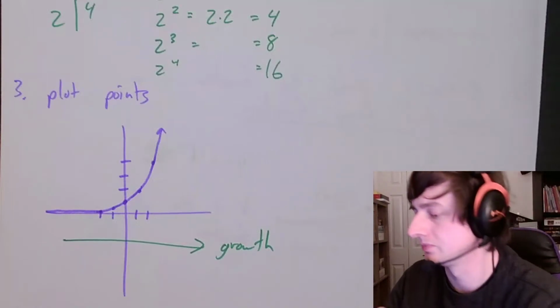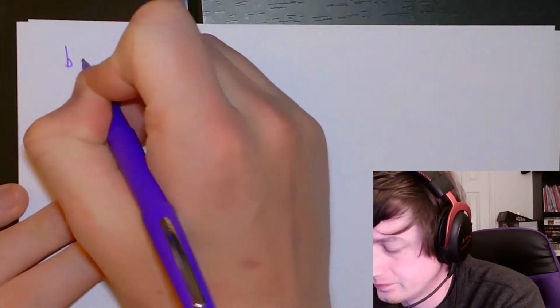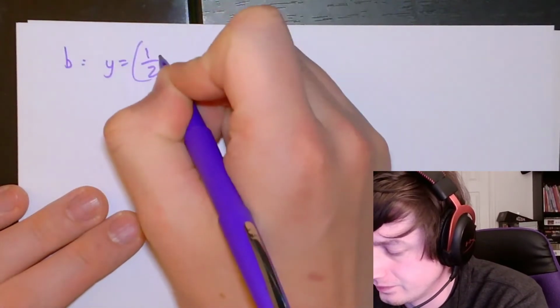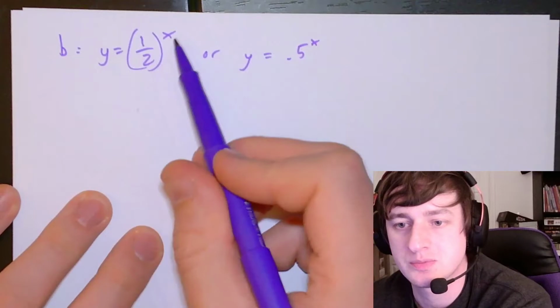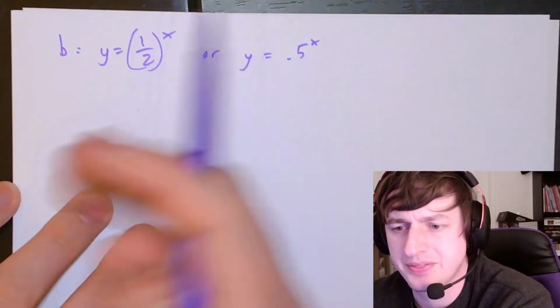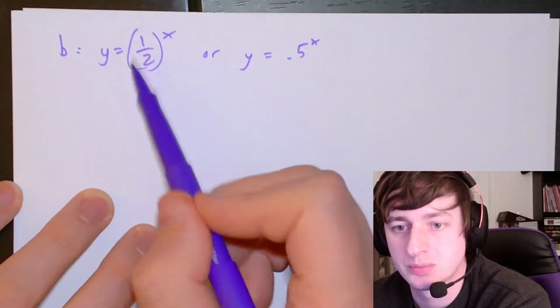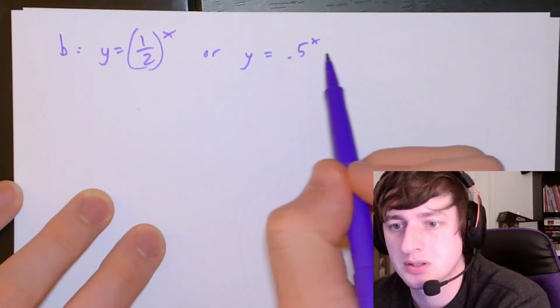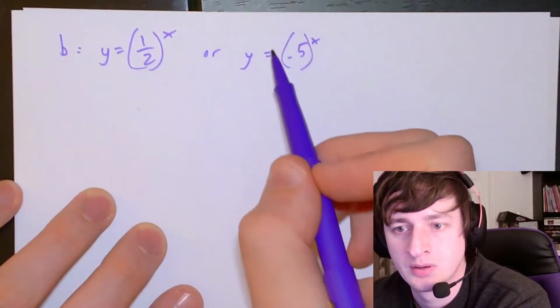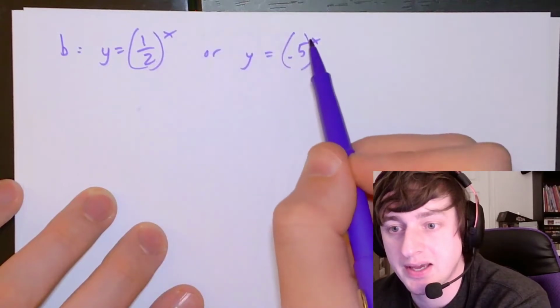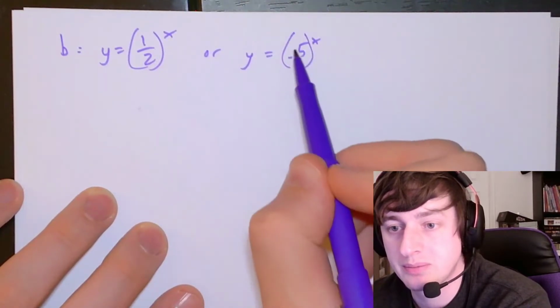Let's do one more of those. Okay, so these are the same thing, 1 half to the x power or 0.5 to the x power. I think because we're going to make a table here, the fraction is actually easier because we're going to be multiplying by half every time. But if you're using a calculator, the 0.5 is definitely going to be easier. This probably still needs to be in parentheses. What this is saying is as x increases, we're going to be multiplying by 0.5 every time.